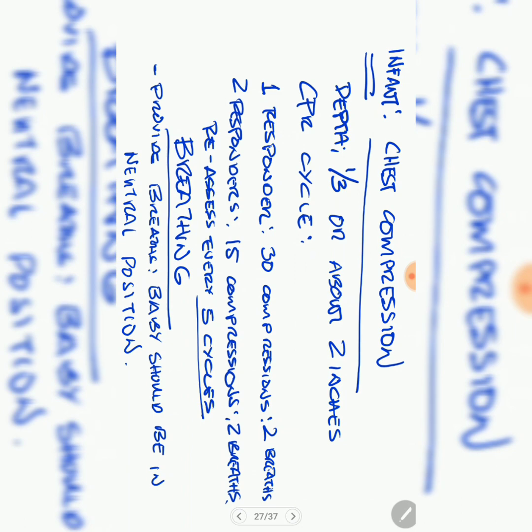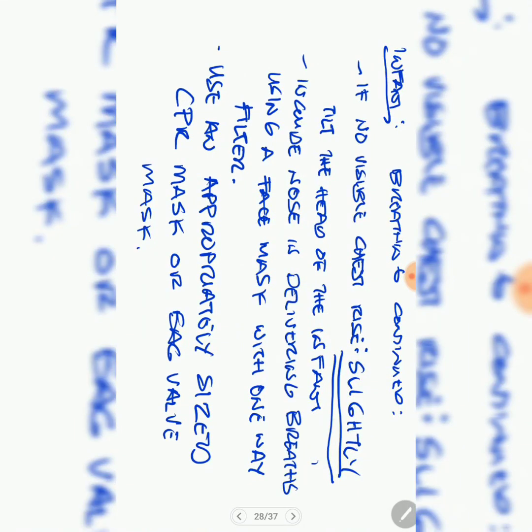For breathing, provide breaths, and the baby should be in neutral position. Meaning you don't need to do head tilt or chin lift for infant. But if there is no visible chest rise, slightly tilt the head of the infant until you see a visible chest rise. Then include the nose in delivering breaths. If you are using a face mask with one-way filter, use an appropriately sized CPR mask or bag valve mask.